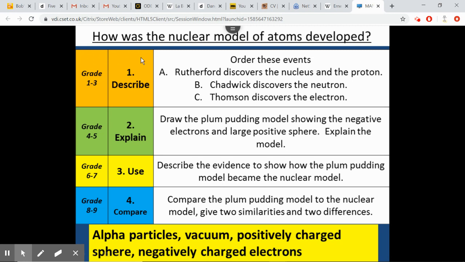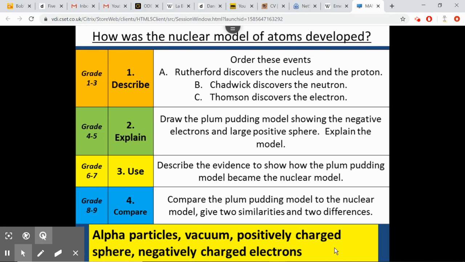So start with the orange section. This will be recalling key facts and using the keywords correctly. The green section is being able to explain key ideas in science. In this case, it's what the plum pudding model is. The blue section is to be able to apply your explanation to the new context. In this case, what is the evidence that showed that the plum pudding model became the nuclear model? And finally, the blue section is to compare the plum pudding model with the nuclear model, giving similarities and differences.